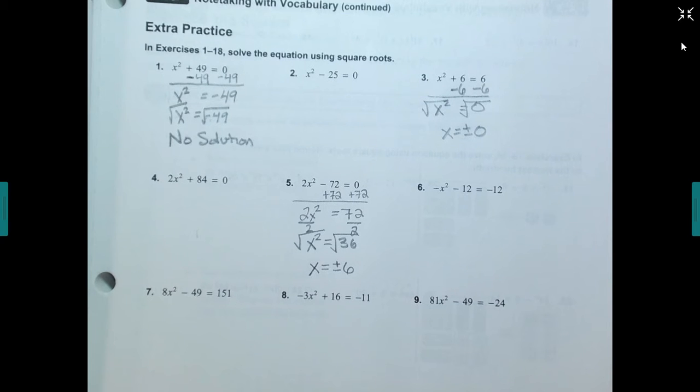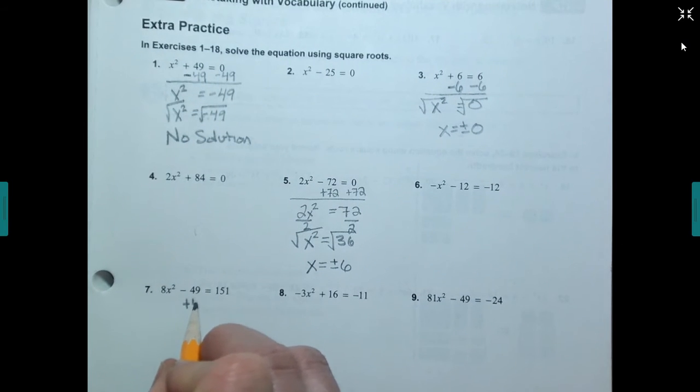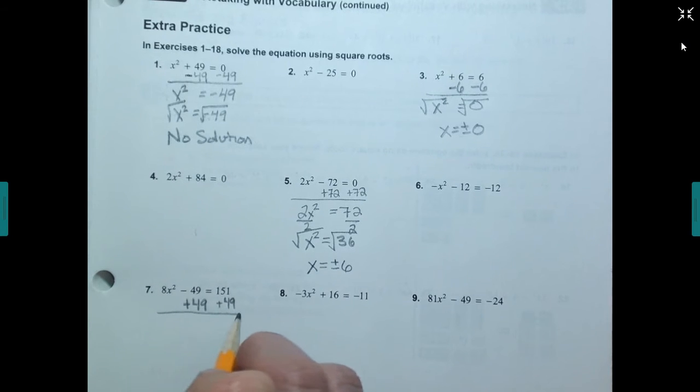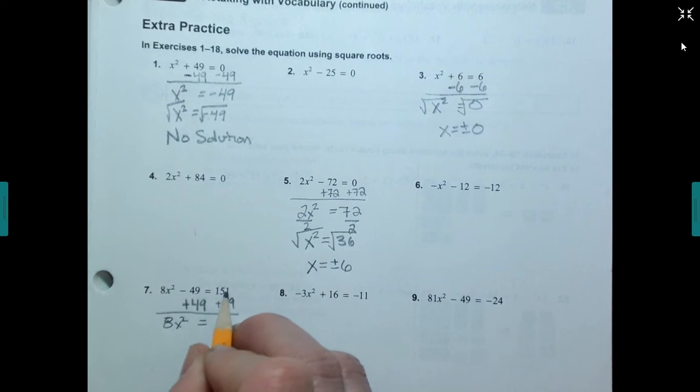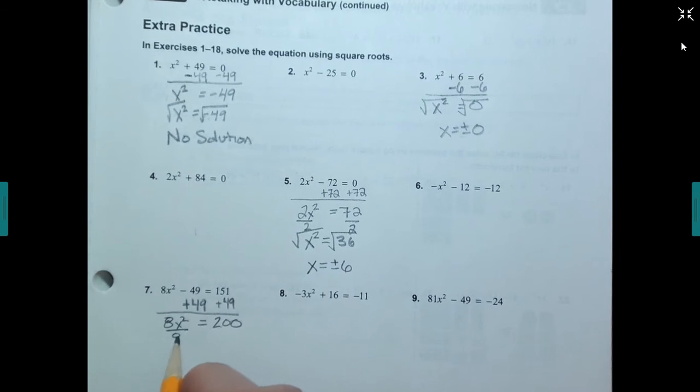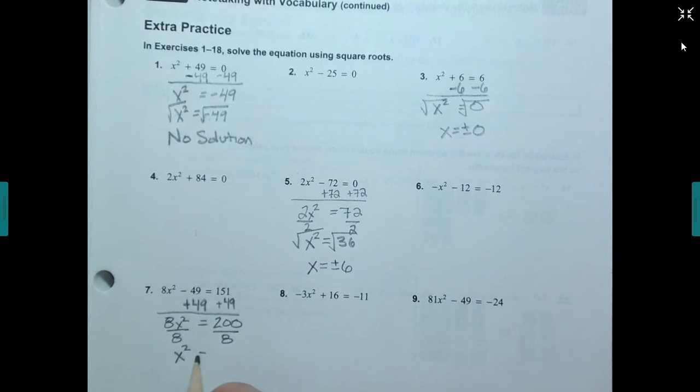So hopefully you're getting the hang of this. Let's do a few more. Plus 49. I have 8x squared equals 200. Divided by 8. I believe that's 25.